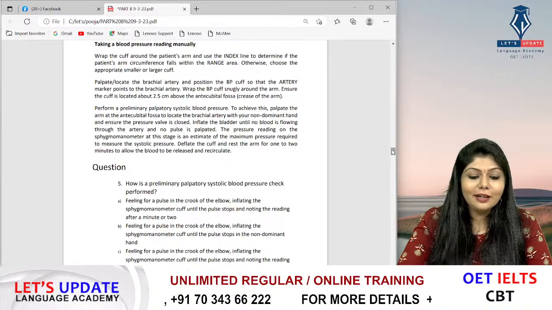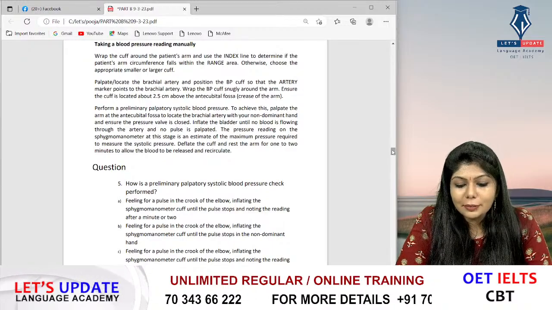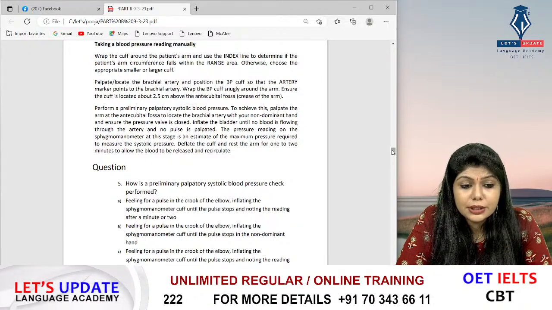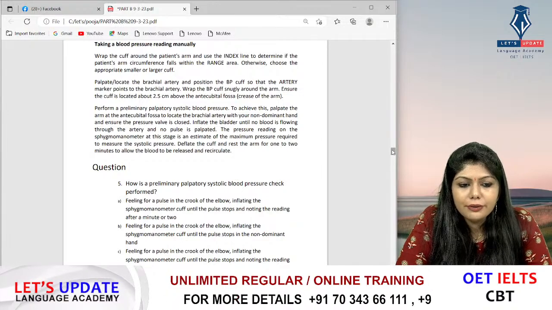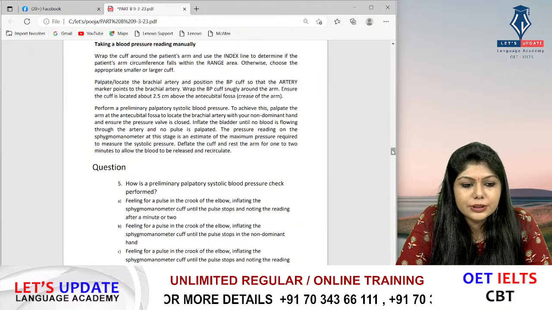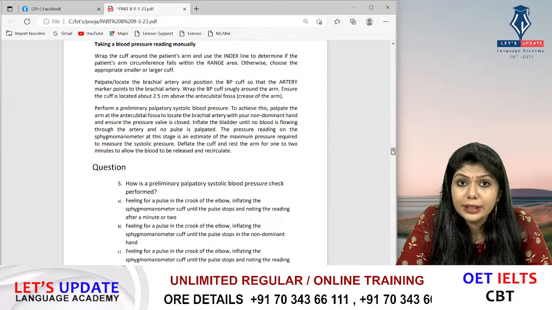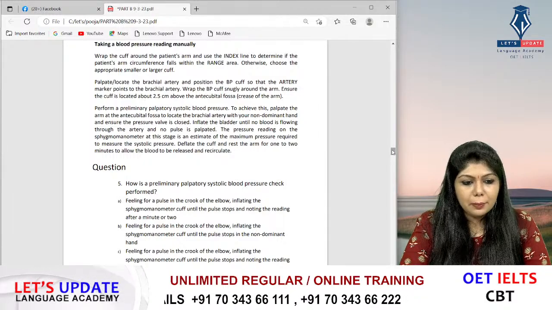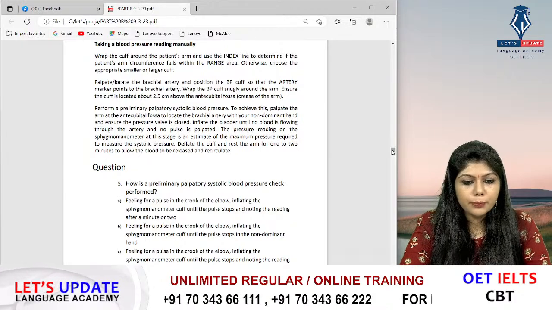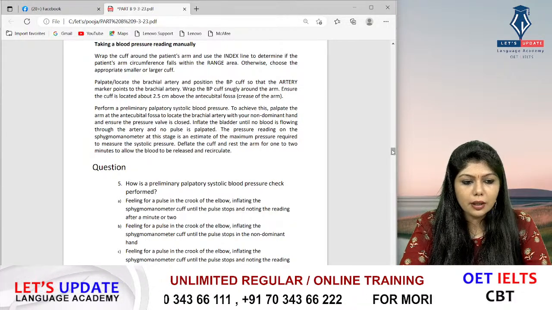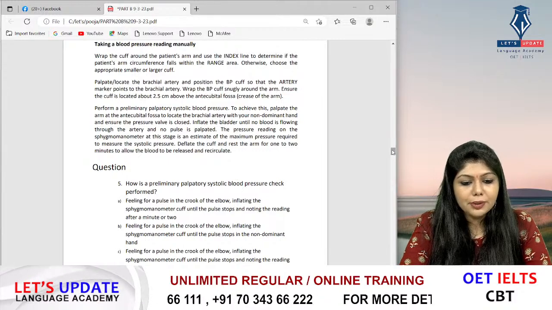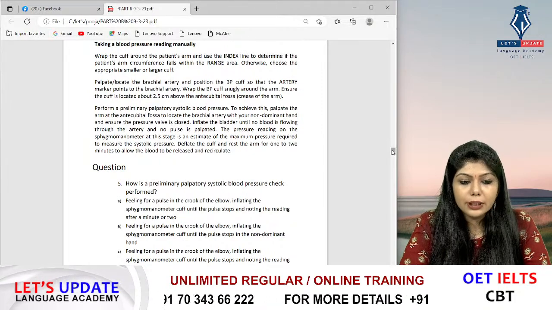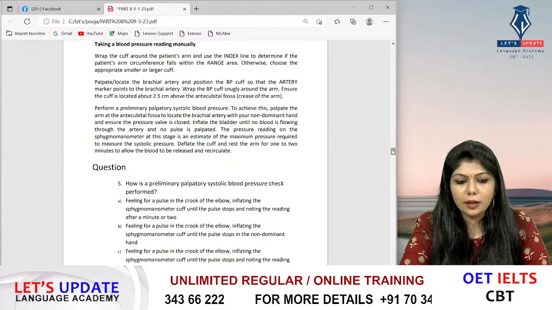Okay, so I can see most of you have started coming up with your answers. So now we shall read this together. That is taking a blood pressure reading manually. Wrap the cuff around the patient's arm and use the index line to determine if the patient's arm circumference falls within the range area. Otherwise, choose the appropriate smaller or larger cuff. Palpate, locate the brachial artery and position the BP cuff so that the artery marker points to the brachial artery. Wrap the BP cuff snugly around the arm. Ensure the cuff is located about 2.5 centimeters above the antecubital fossa, the crease of the arm.